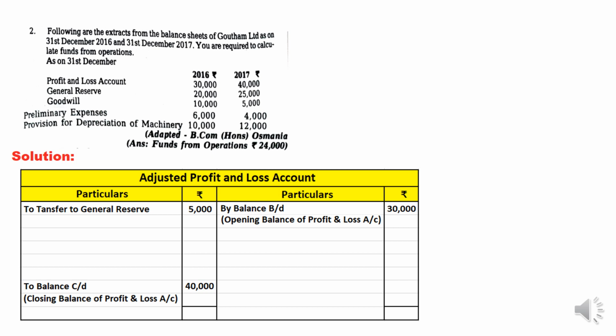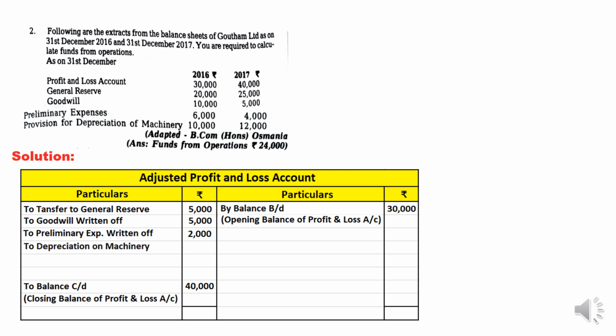Next item, goodwill. Earlier we had 10,000, now it is 5,000. There is a decrease in goodwill of 5,000. When will goodwill decrease? When we debit the P&L account as goodwill written off, right? So we will write again goodwill written off 5,000. Then the next item is preliminary expenses. Again the same, preliminary expenses is a fictitious asset, it is written off. Whereas goodwill is an intangible asset, it is written off. If goodwill increases, then it is considered as a purchase of goodwill, an application of funds. Clear? But preliminary expenses is how much? Decreasing by 2,000. So preliminary expenses written off 2,000 we will take.